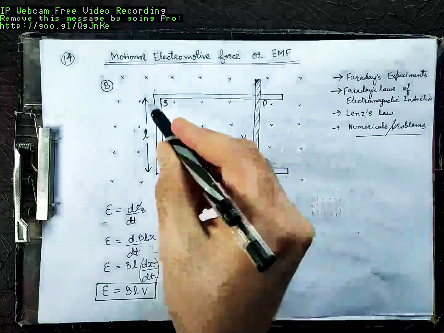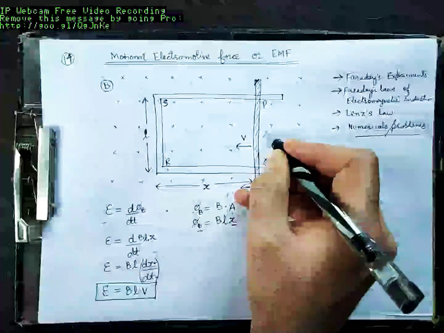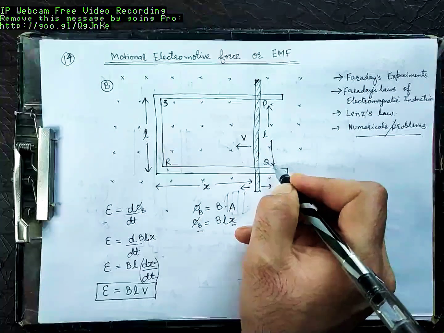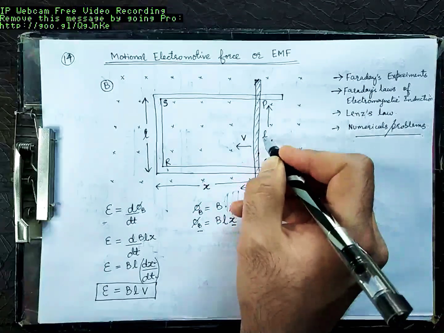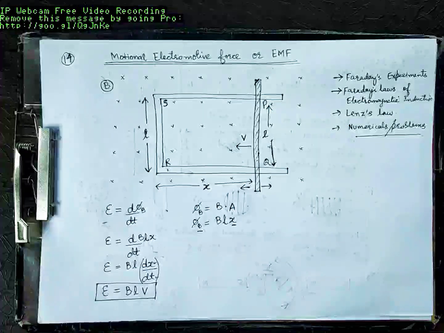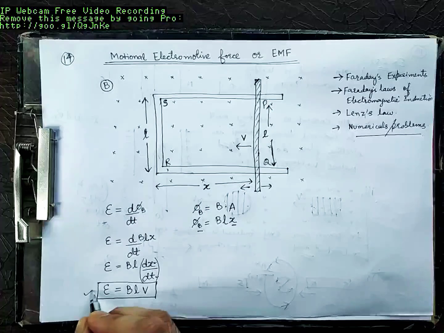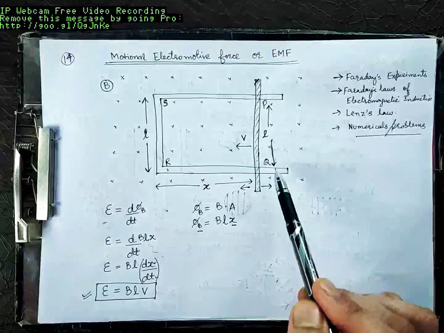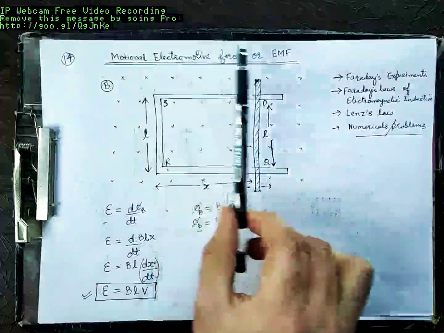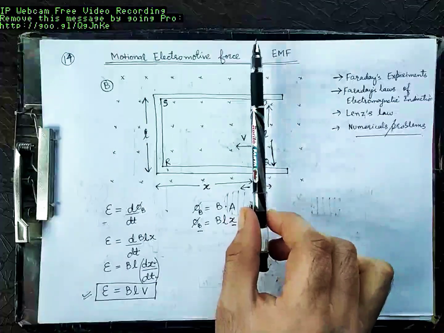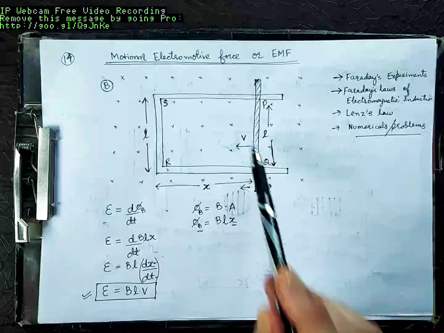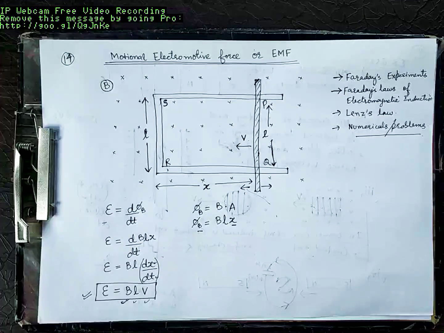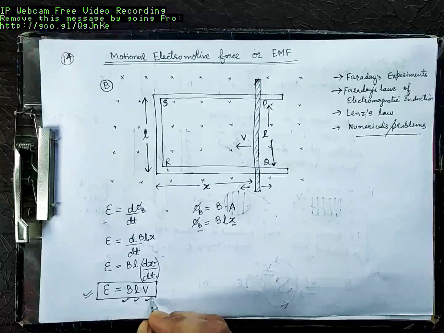If this distance is L, then this distance is L. You can clearly see from the expression of the induced EMF in a conductor of length L moving in a magnetic field, the EMF induced in a conductor of length L moving in a magnetic field with velocity V is equivalent to BLV, where B is magnetic flux density, L is length of the conductor, V is velocity of the conductor.